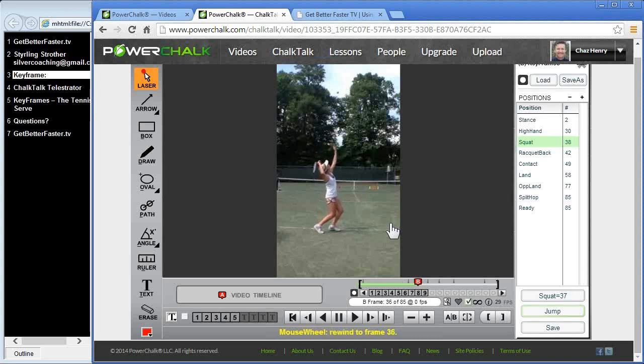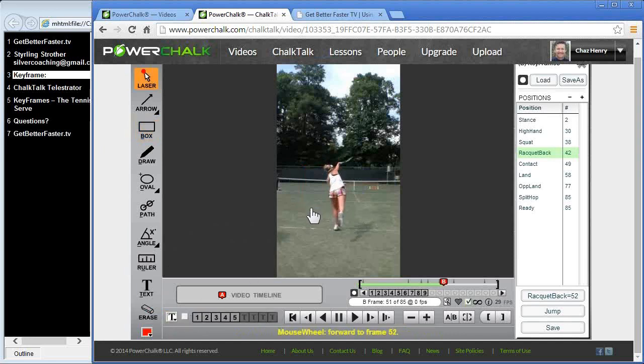So we define that as 38, right at that point where she's beginning to go upward. And then the racket back position would be the lowest point or downward place of the racket, right at 42, I believe, where we define Chloe's, right there. Right. So the lowest point of the racket tip, yep. And then the contact point, obviously, where she makes contact with the ball.